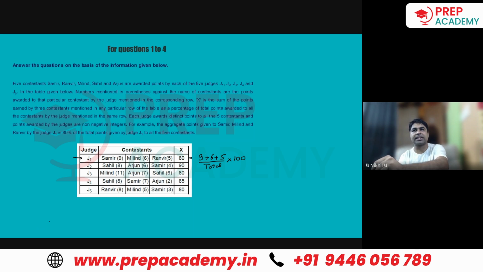So what is this X? It is the sum of the points earned by the three contestants, like in this case 9, 6 and 5, and for judge 2, let's say 8, 6 and 4. It is the sum of the points earned by the three contestants mentioned in any particular row of the table as a percentage. Percentage means fraction into 100, of the total points awarded to all the contestants by the judge mentioned in the same row. So the total points that judge number 2 awarded.